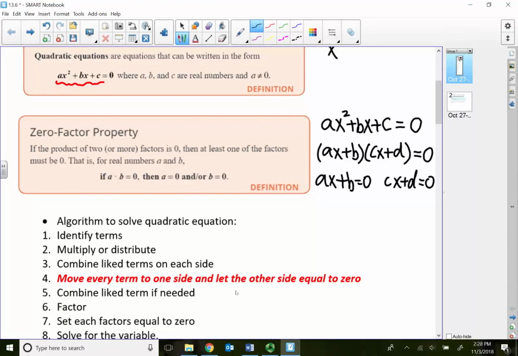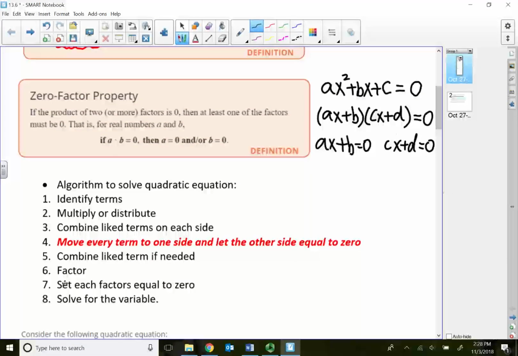This particular step is different compared to a linear equation, because in a linear equation we have the variable term on one side and everybody else on the other side. For a quadratic, we have to move every term to the same side, and the other side has to equal 0. Then we will combine like terms again if we need to. Step number 6, we will factor our polynomial, set each factor equal to 0 like I wrote up here, then solve for the variable.